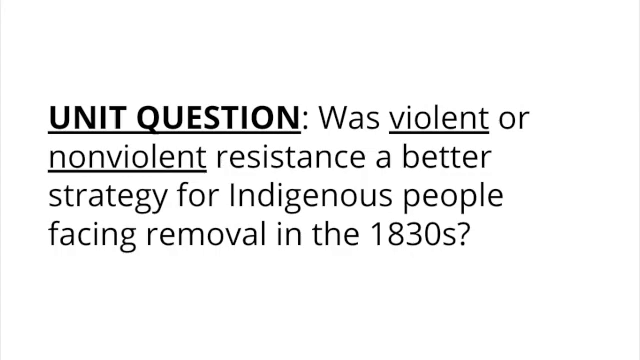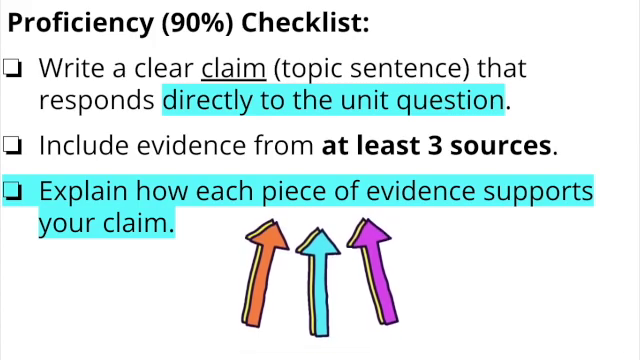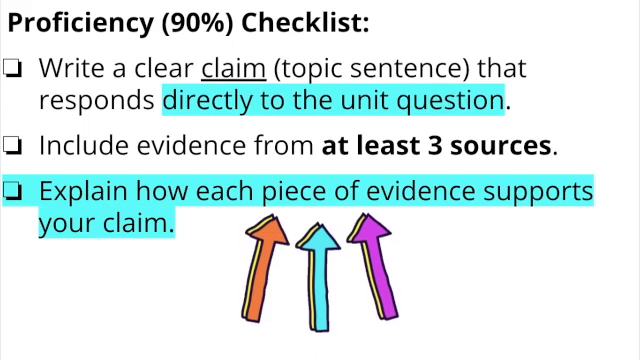But first, I want to go over some tips for working with evidence. This is what you will need to do in order to reach proficiency, meaning a grade of 90 or higher. Write a clear claim, which is your topic sentence, that responds directly to the unit question.